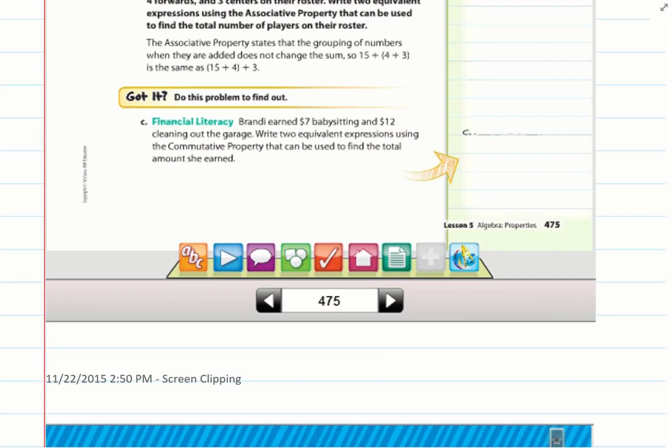So we're using the commutative, that's no grouping, no identity. So it says Brandy earned $7 babysitting and $12 cleaning out the garage. Write 2 equivalent expressions using the commutative property. So I have $7 plus $12, and that's also equal to $12 plus $7.